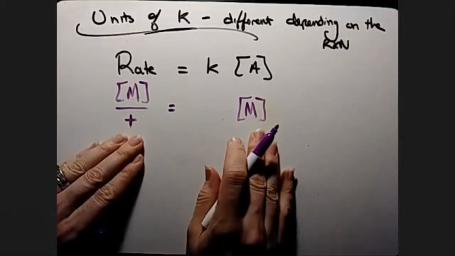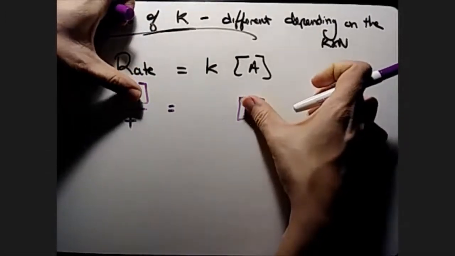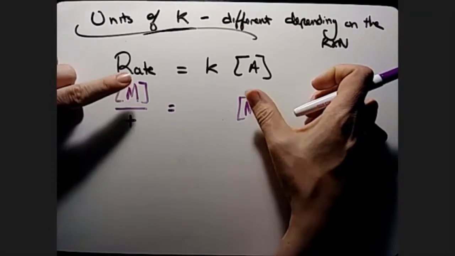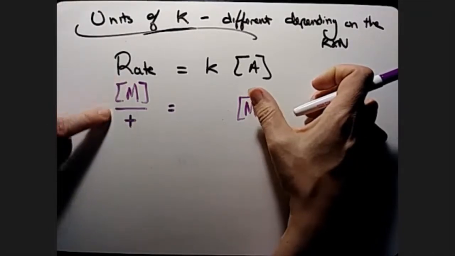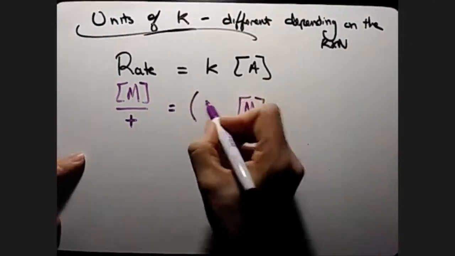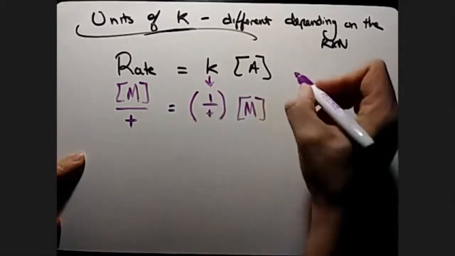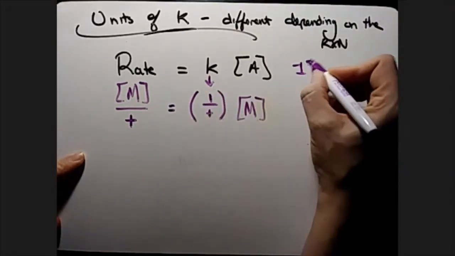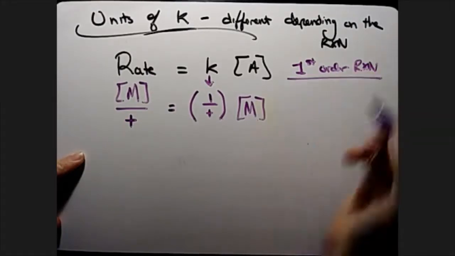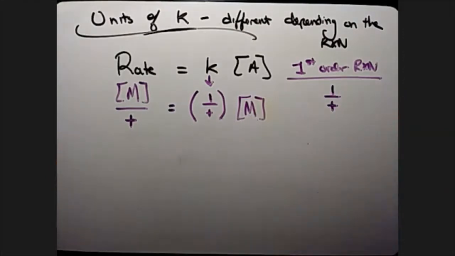So we need to try and figure out a unit to plug in here for K to keep both sides of my expression equal. Now you might see already that these two terms of molarity are going to cancel each other out on either side of the equation. So what that essentially leaves me with is 1 over time. So in this case, my unit for K is going to be 1 over time. Now remember, this is a first order reaction. So for all first order reactions, the unit on K is going to be 1 over time.